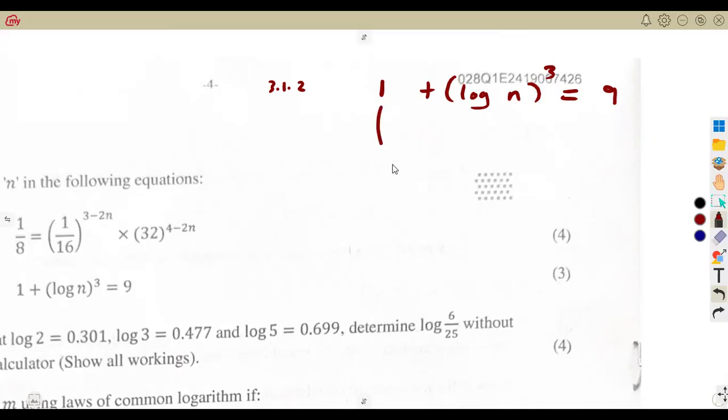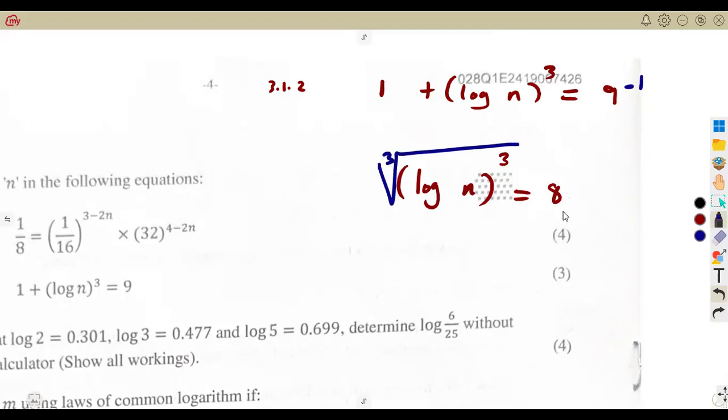Okay, let's get rid of this one before we confuse ourselves. So the logarithm of n, everything to the exponent of 3 is going to be equal to what? 1 to the other side, it becomes a negative. So that's 9 minus 1, which is 8. We can see, guys, exponent of 3. Remove that. The cube root, both sides. Just introduce the cube root here and the cube root here. Remember, the cube root cancels with this one.